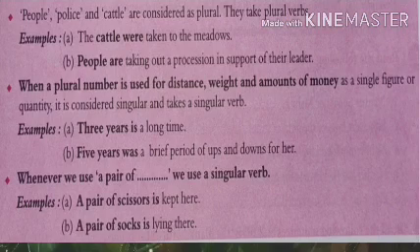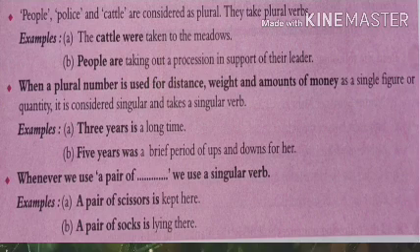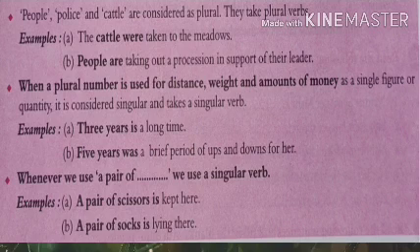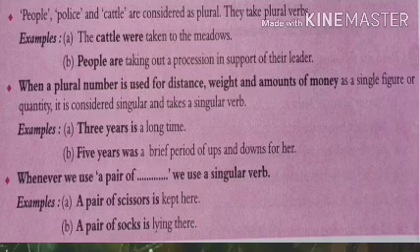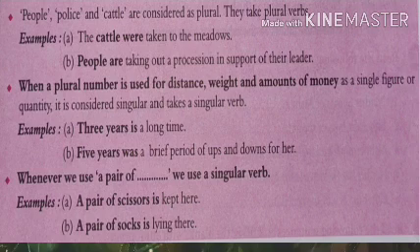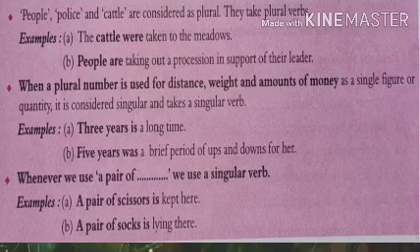Some nouns like people, police, cattle, gentry, etc. are always considered as plural. So they take plural verbs. For example, the cattle. Because of cattle, we have to use were. Never ever say the cattle was. The cattle were taken to the meadows. People are taking out a procession in support of their leader.